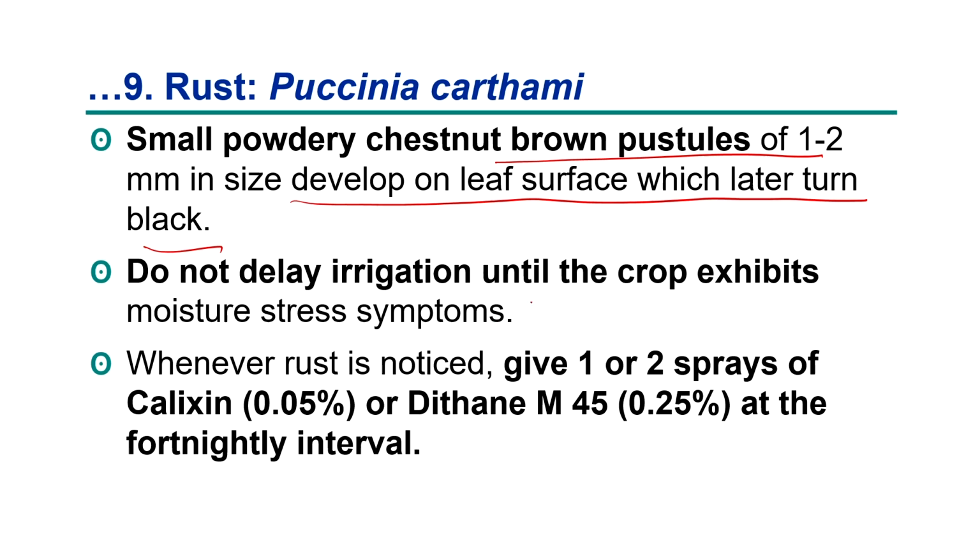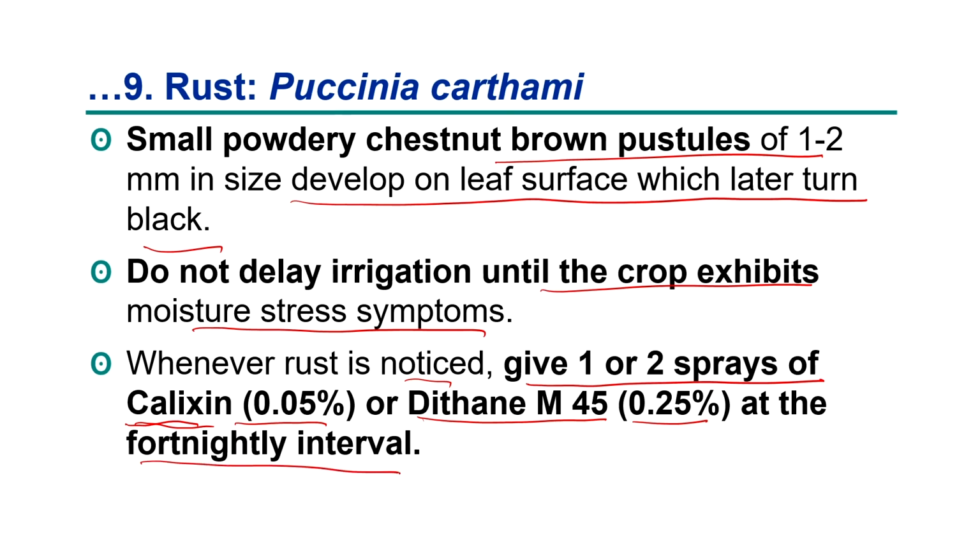Do not delay irrigation until the crop exhibits moisture stress symptoms. Whenever rust is noticed, give 1 or 2 sprays of Calixin. Calixin is a fungicide that can be used at the rate of 0.05%, or Dithane M-45 can be used at the rate of 0.25% at a fortnightly interval. We should also take care of the solution. It would require about 500 liter of solution per hectare for spraying.